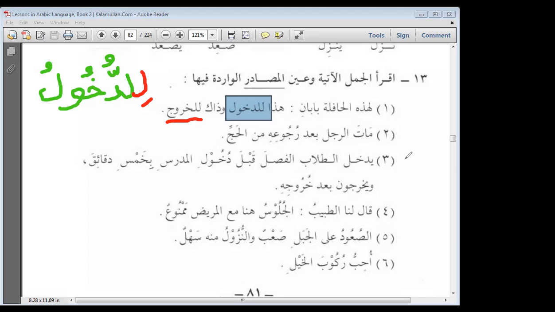Let's read that again. لهذه الحافلة بابان. This bus has two doors. هذا للدخول. This is for entry. وذاك للخروج. And that is for exit. Right? Is that okay with everyone? Can I erase this?